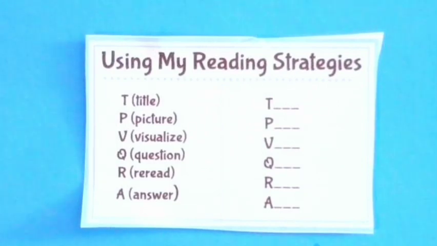P is for picture. Most texts have pictures, so if they have one, go ahead and find the picture, circle it, look at it, examine it, see what it is that's going on in the picture. V is to visualize. Visualize is very important because sometimes when we visualize what we are reading as we're reading it, it can help us have a better understanding about what's going on in the story. This is especially good when you're talking about fictional stories where there is a beginning, a middle, and an end.